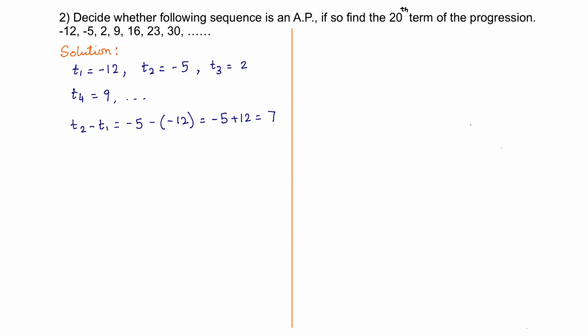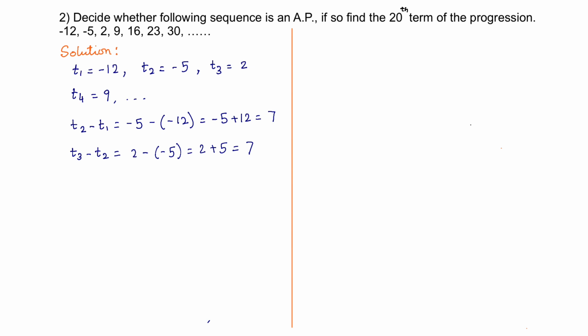Let us find the difference between the second and the third term. So we will subtract the second term from the third term. Second term को हम third term में से subtract करेंगे. Sorry, the third term over here is 2 and the second term is minus 5. So this will be 2 plus 5. 5 plus 2 is 7. So second और third term का difference भी हमको 7 मिला है.